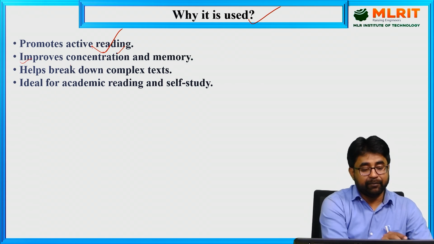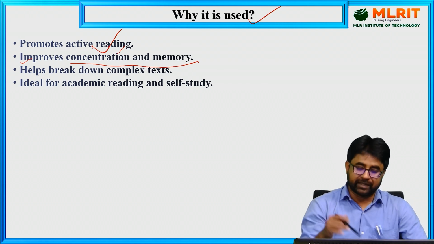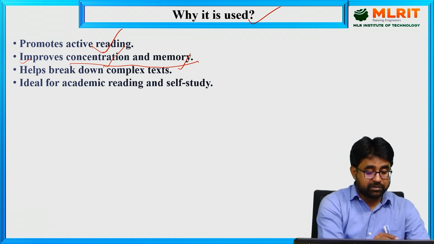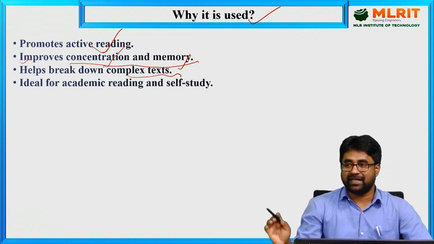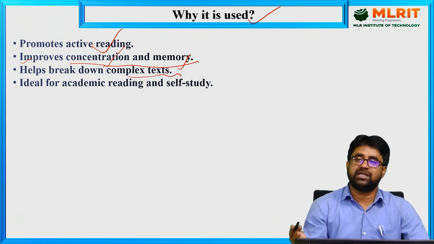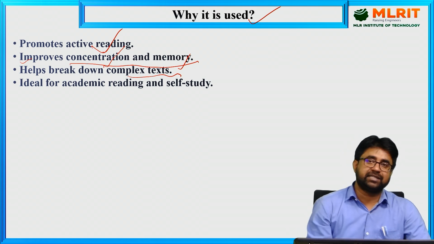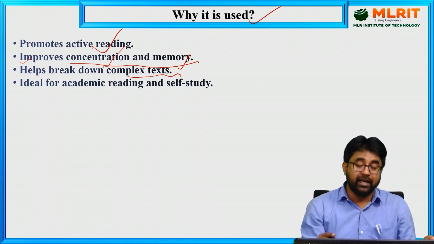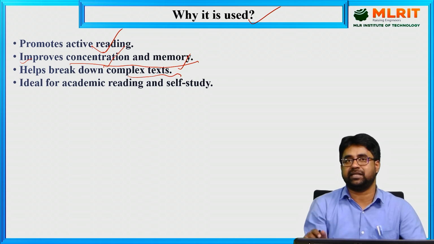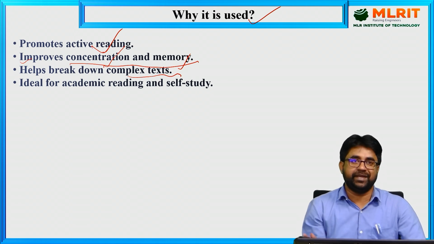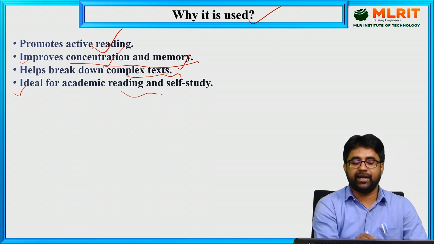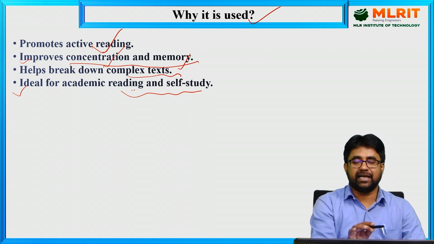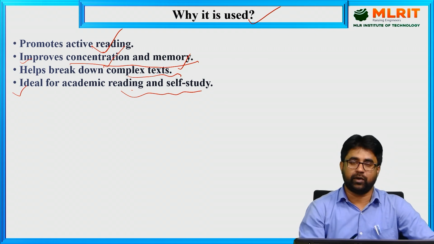The second one is that it improves concentration and memory. Because of the structured way of reading, it improves our concentration and also memory. It helps break down complex text. Sometimes if the text is too complex, we will obviously find it difficult to understand. This SQ3R method helps us break down that complex idea, and then it becomes easier for us to understand that concept once it is broken down into small pieces. It is also ideal for academic reading and self-study. When we do self-study or academic reading, this SQ3R reading method is very important and ideal.